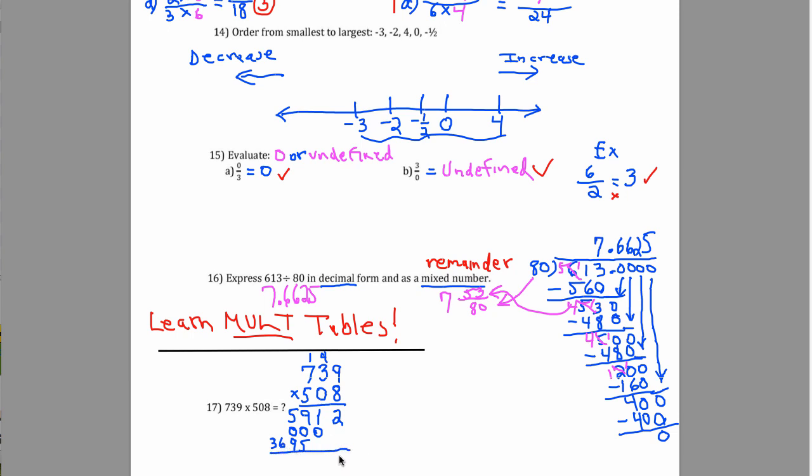Adding this all together, 2, 1, 9 and 5 is 14, carry 1. 1 and 5 is 6, 6 and 9 is 15, carry 1. 1 and 6 is 7, and we have the 3. So the final answer is 375,412.